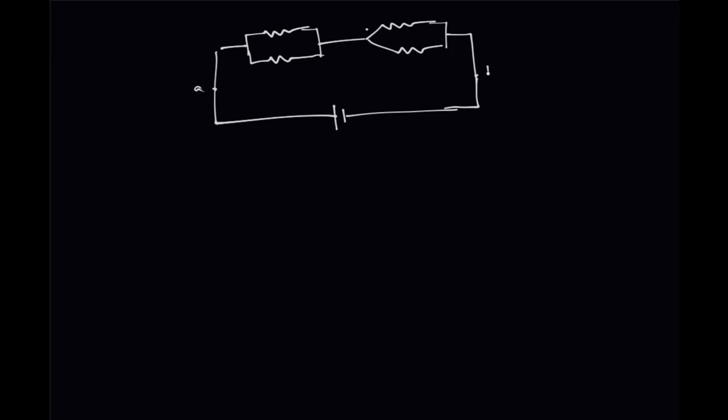This point A, this point B. Suppose this is 2 ohm, this is 4 ohm, this is 3 ohm, this is 6 ohm. Now you have to calculate the equivalent resistance between these 2 points. What will be the equivalent resistance? You can see that these 2 resistances are connected in parallel, so their equivalent will be how much?